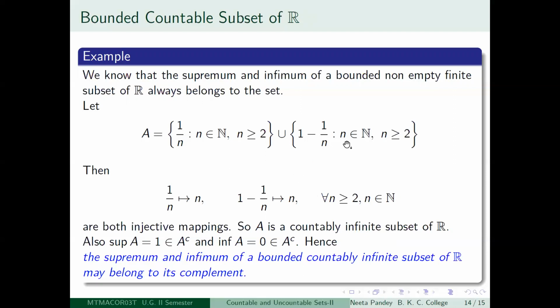If you take the union of these two sets, you will again get a countable set, and in fact it will be countably infinite. So A is a countably infinite set, and it is very clear from the description of the set that 1 is the supremum of A and 0 is the infimum of A. But 0 and 1 do not belong to the set A. Since this sometimes causes confusion, I have given this example: if you take a bounded countably infinite subset of R, the supremum and infimum may belong to the complement of the set.